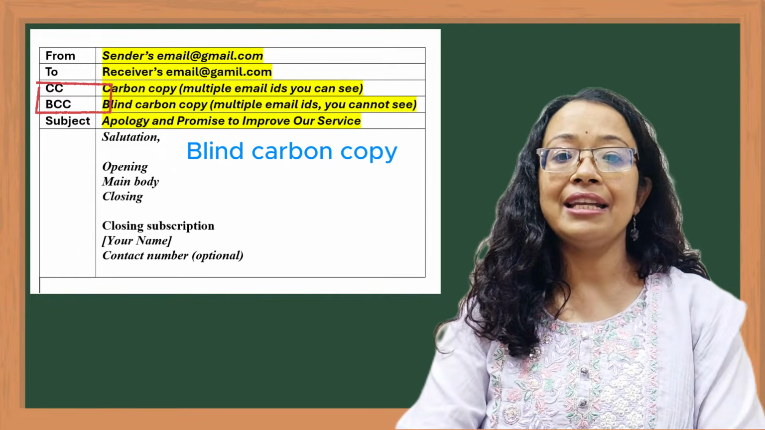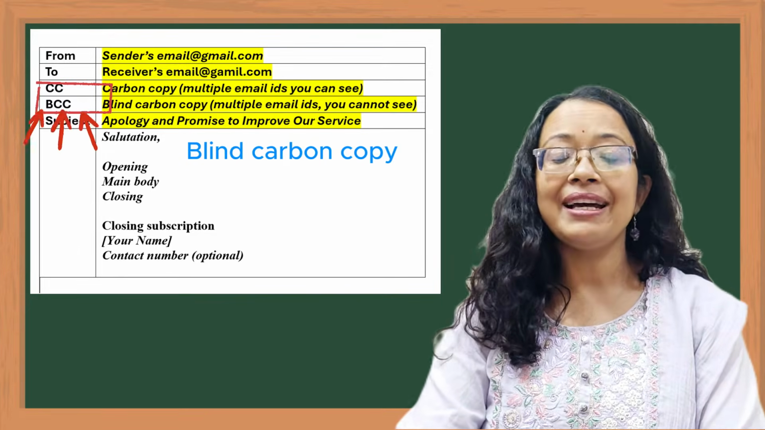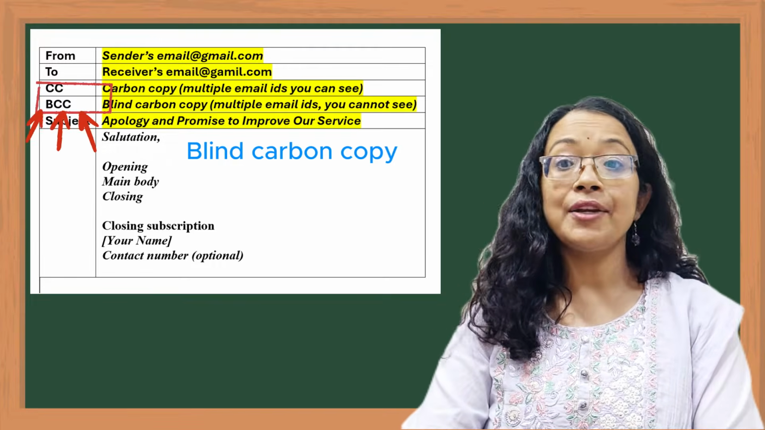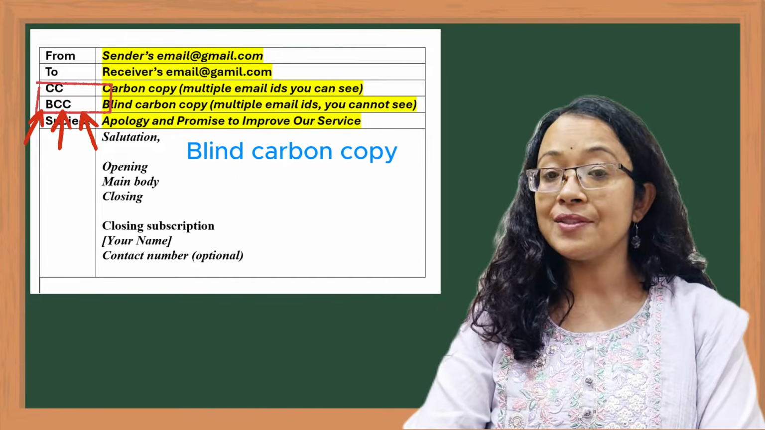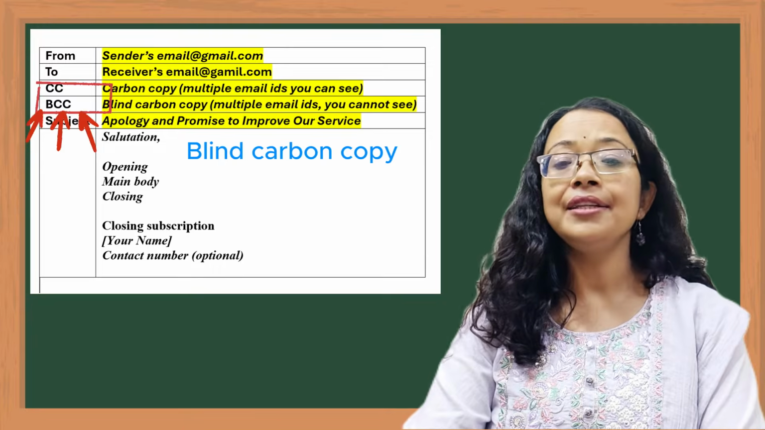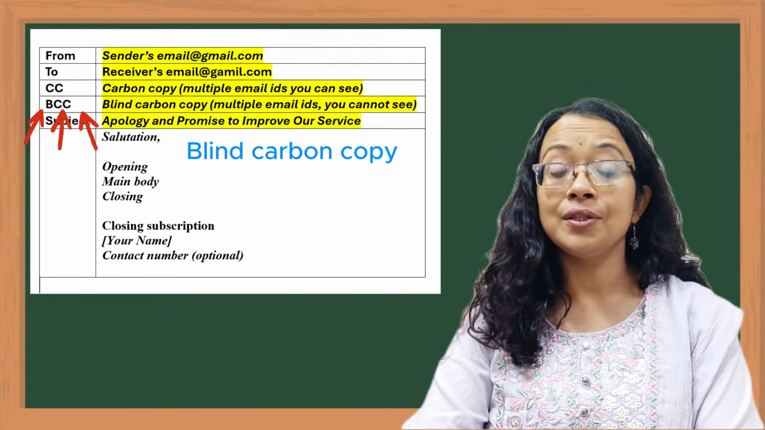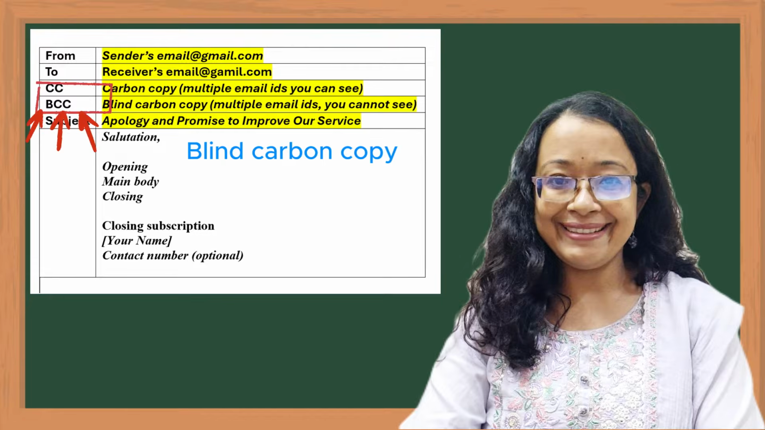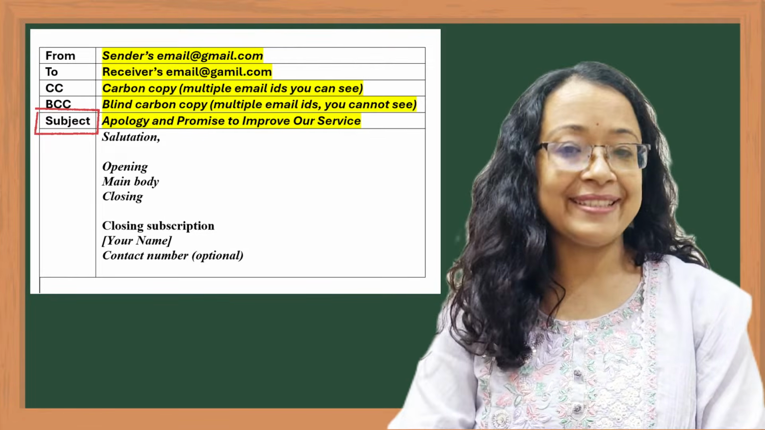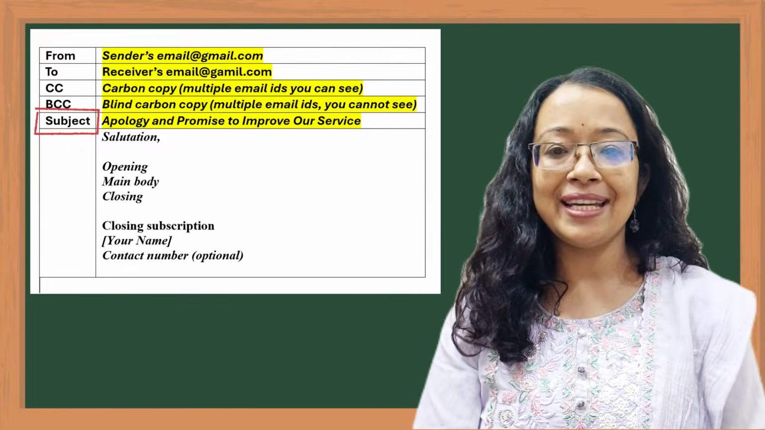In that case, I need to write the email IDs in BCC so that no parents would know who else has got the same email, and they would not be also able to see the other parents' email IDs. Now let's go to the subject. And the subject should be very short and clear.